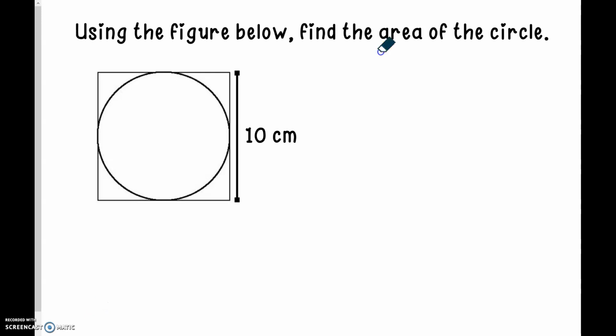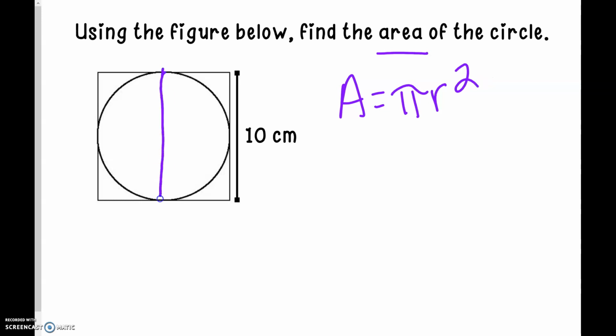Really important to pay attention whether it says area or circumference, because that depends on what equation we use. So since it says area, we want area equals pi r squared. When we look at our shape, they give us this side length of the square, but it is the same as our diameter of the circle. So 10 centimeters is really representing our diameter. But since we need radius for our area formula, we divide that by 2, so our radius is going to be 5.